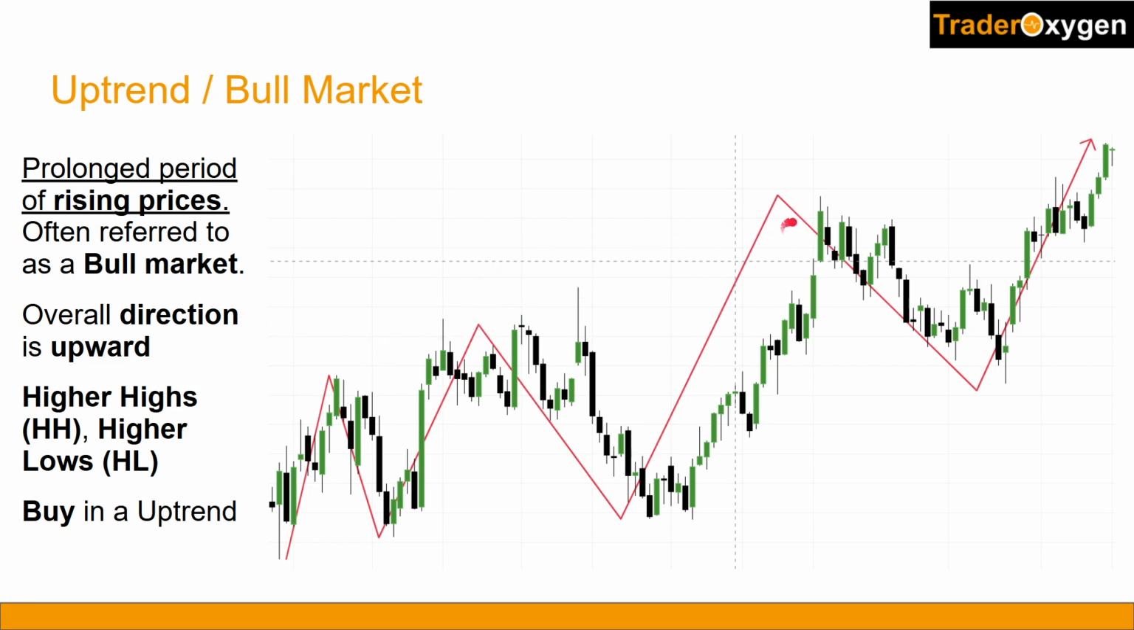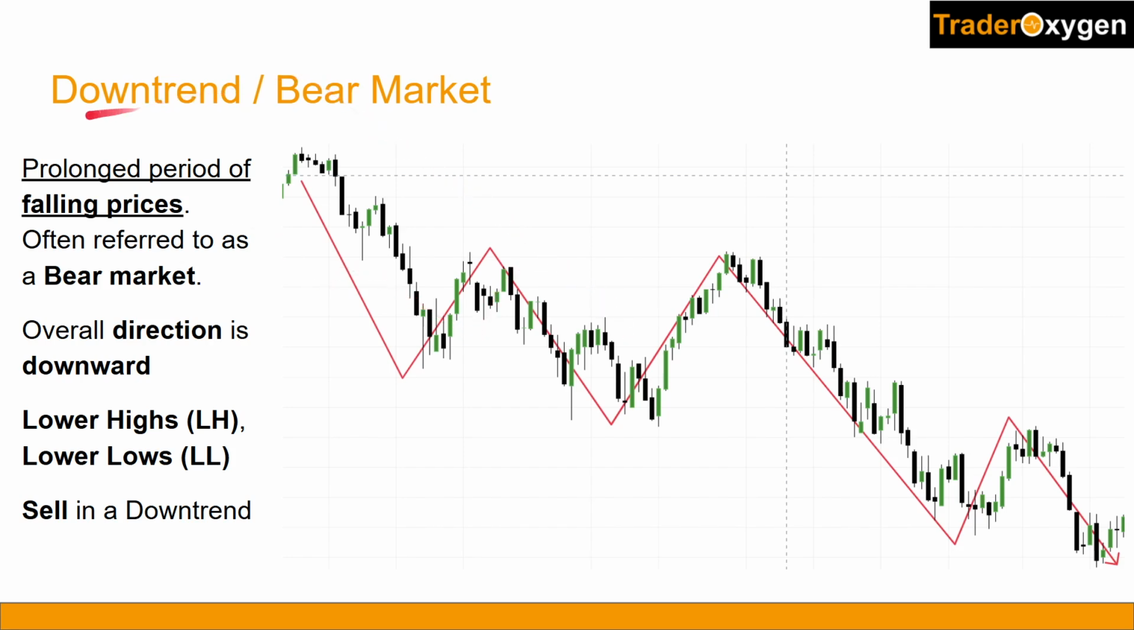The overall direction of the price is upwards and it's making higher highs. So these are higher highs. That means this high is higher than this high. This swing high is higher than this one, and it's making higher lows. What that means is this swing low is higher than this swing low, and this swing low is higher than this swing low. So higher highs and higher lows. Usually traders buy in an uptrend.